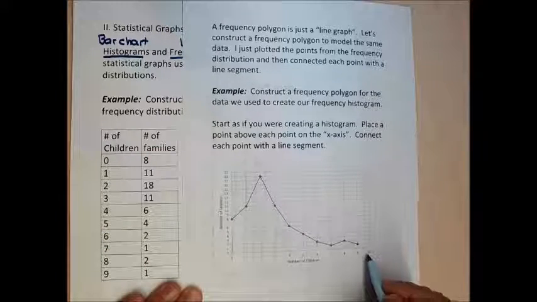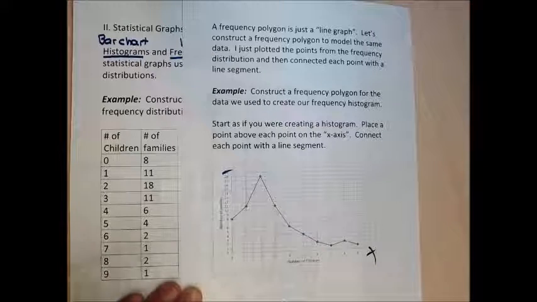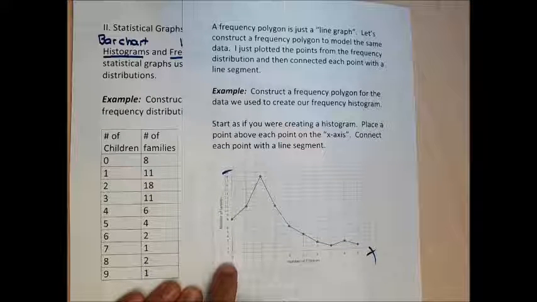For whatever reason, I went to 10 and 19. I didn't really need to go that high. For each value, I'm going to make a point. Here, my 0 starts right at the corner.